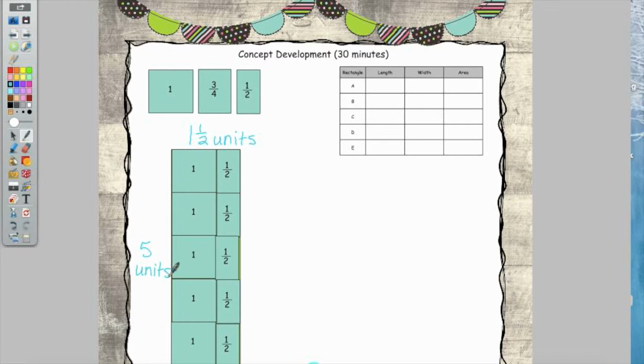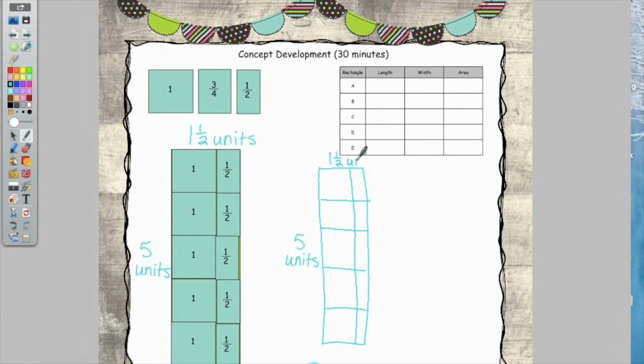Okay, now let's draw it. So when you draw it, you're just going to draw something tall and skinny. Now, I know this is 5 units, so how many lines do I need? 4. There you go. So divide it in with 4 lines. And then just kind of eyeball a half. How does that sound? Okay. Label it. And then let's label inside, because I really feel like that helps us solve it easier.